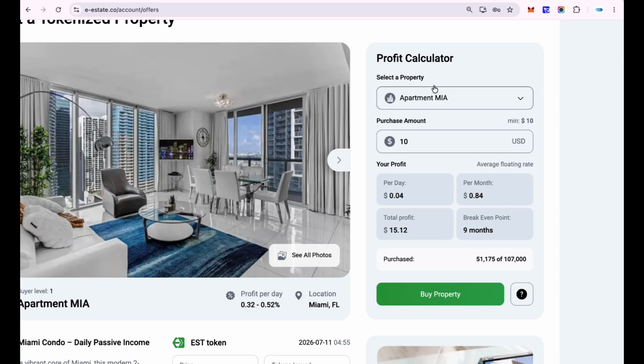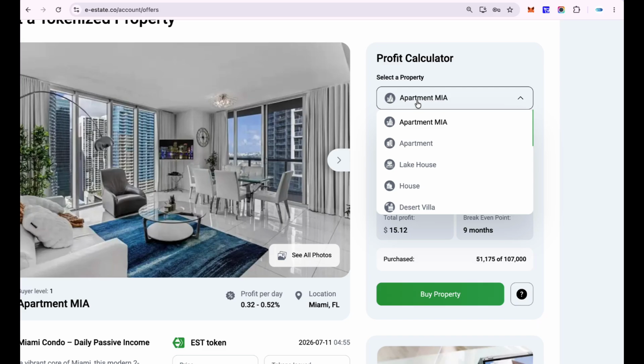This is the Profit Calculator, and you can see that it defaults to the lowest amount you can invest or use to purchase a fractional real estate. The profit calculator will tell you exactly how much you will earn here. Now, this is the minimum for this property. If you click into the apartment MIA, which is apartment Miami, you will see other properties here.